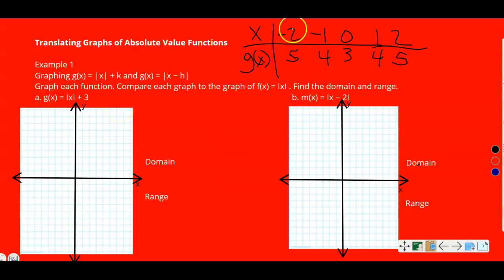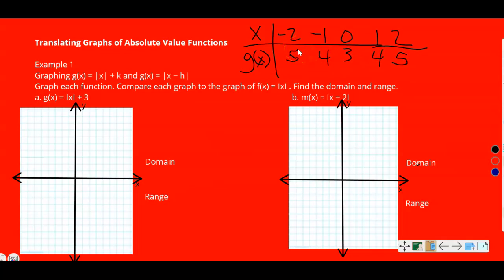All right, so you can quickly make a table of values by choosing x. Remember, x is your independent variable, so you can choose x's. Just make sure you choose some negative and some positive so you get an actual v. You don't want to get a straight line because you only chose points on one side of the vertex.